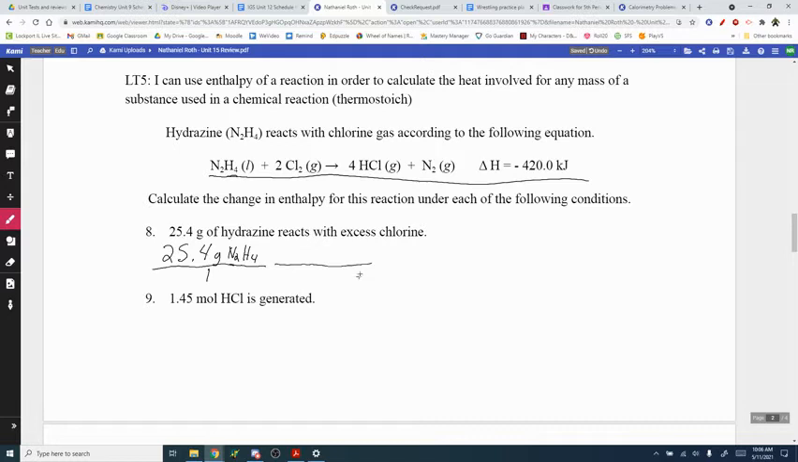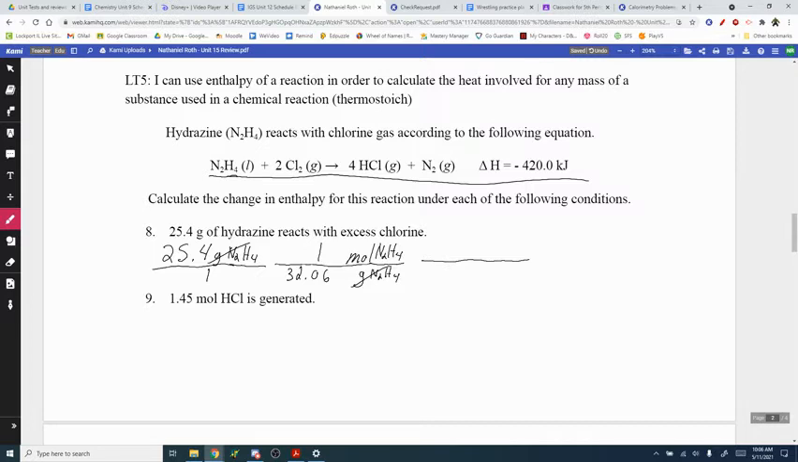We do our first conversion factor. We have grams of N2H4, and then we're going to convert that to moles. 1 goes in front of moles. The molar mass of N2H4 goes in front of grams, so that's going to be 32.06. That cancels out. We are left with moles N2H4, which is not where we want to be, so we need to do another conversion factor.